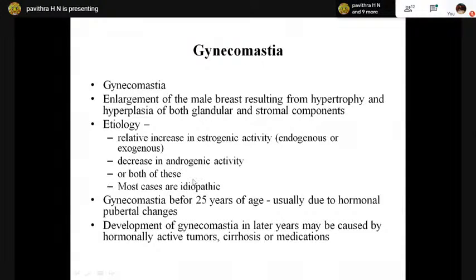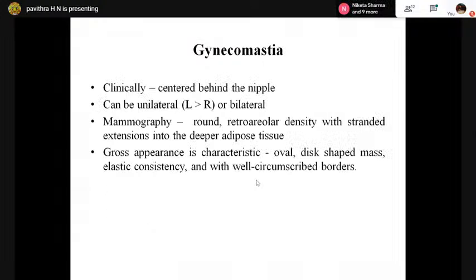In most cases, the patient will not have any relevant history, so those are idiopathic. If they occur before 25 years of age, it is usually due to the hormonal pubertal changes. In later ages, it may be due to some hormonally active tumors or cirrhosis, or if the patient is on medication, especially spironolactone, which can cause gynecomastia.